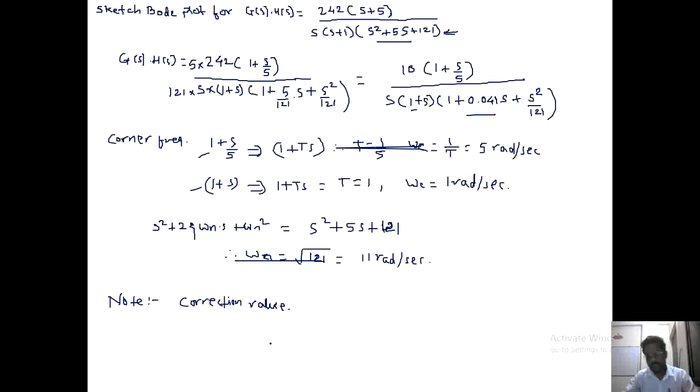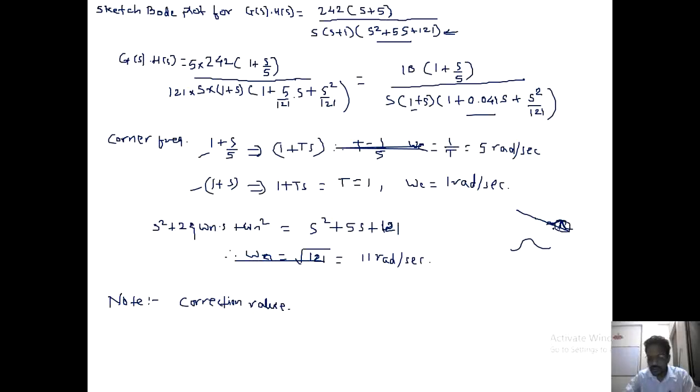And correction value is nothing but a peak like this. Suppose this is a graph for a particular magnitude. Whenever you're talking about a quadratic pole or quadratic zero, in this graph there will be this structure. This peak value comes, and it has a certain value measured in decibels.